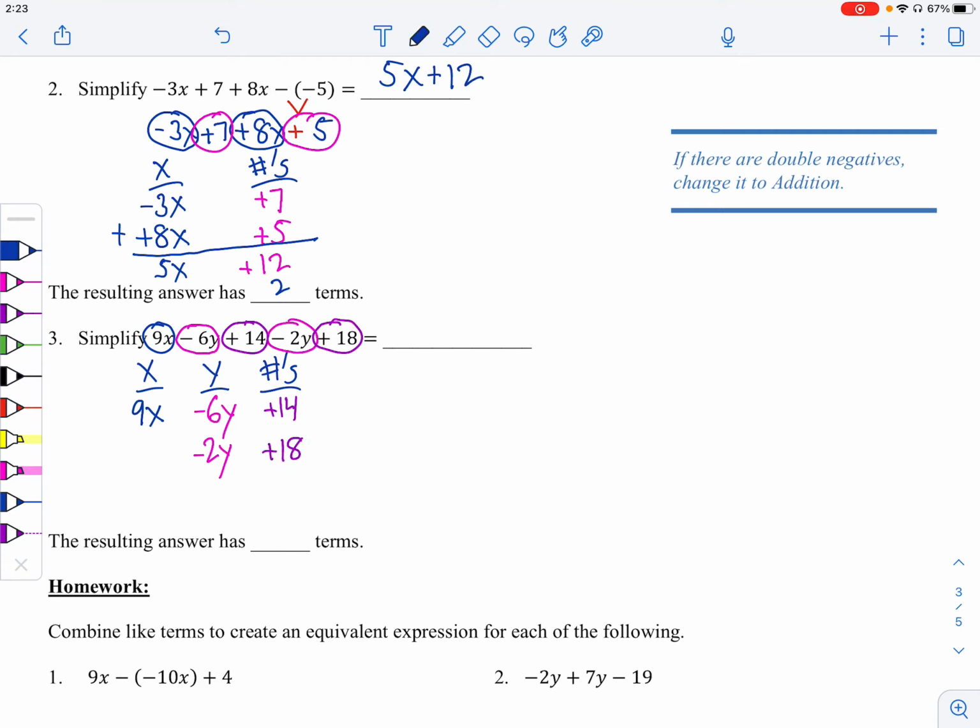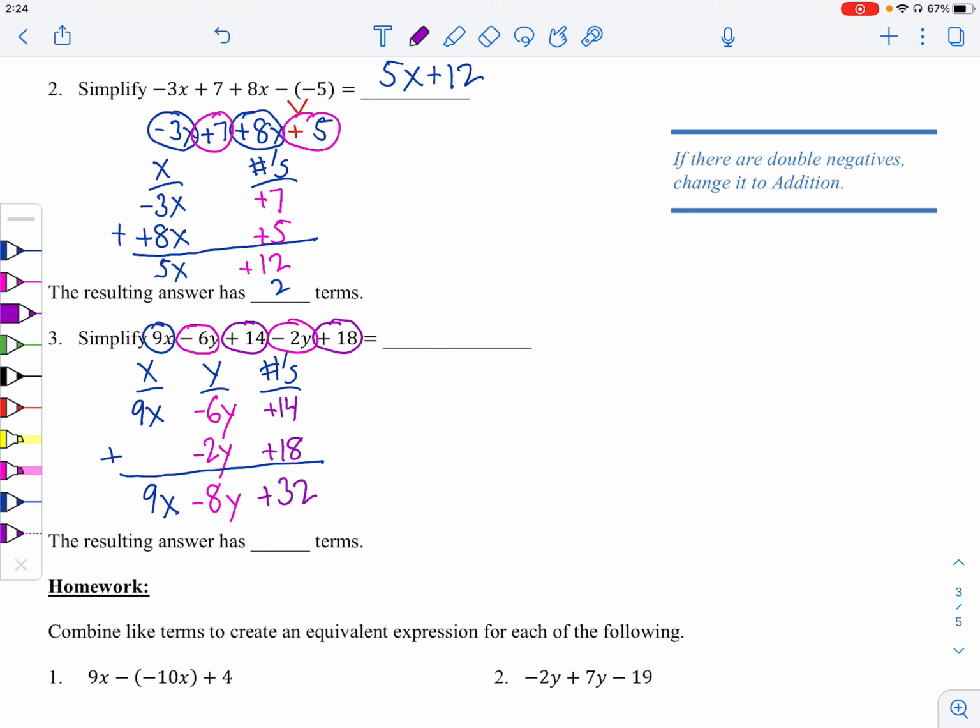So we line them up in our columns, and all we need to do is add straight up and down, vertically. So the first column has 9 and nothing, so just 9x, let's bring that down. So 9x. Second column, negative 6 plus negative 2, we have 8 negatives, right? So negative 8, and that's in the y column, so y's. And then 14 plus 18 for our numbers, right? So 14 plus 18, 32. So positive 32 right there, and we're done.